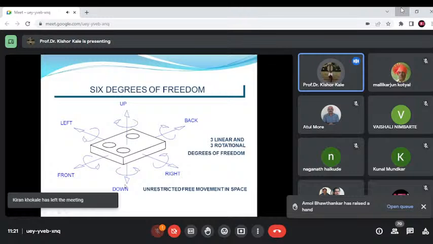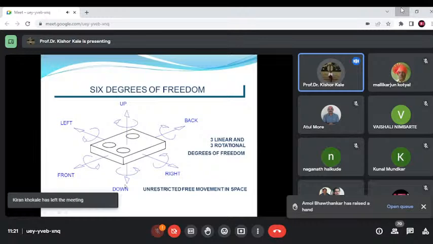So this probe, we can move. This head can move in X direction. This table, this whole thing, can be moved in Y direction, and this can be lifted in vertical direction Z.